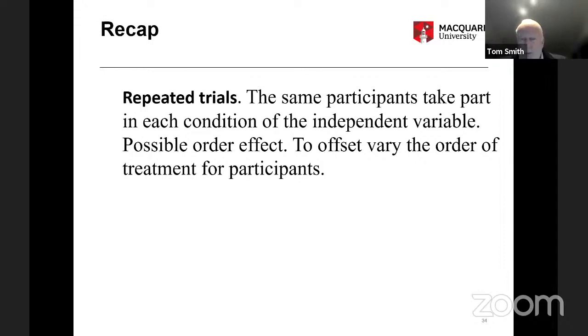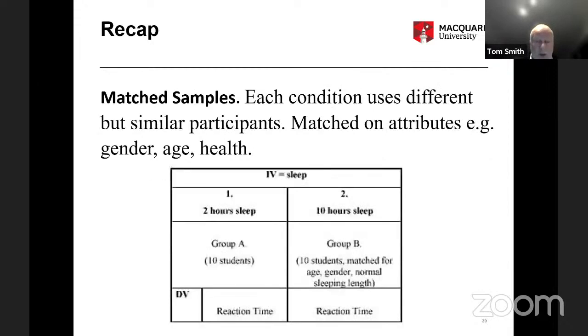But if we're going to do that, there are possible order effects. So we might have one person do 2 hours sleep, and then 10-hour sleep. But the next participant, we get to do the 10-hour sleep first and then the 2-hour sleep. So you would vary the order of treatment for the participants. And then finally, what you can do is match samples, right? You use similar but different participants, and you might match them on, for example, their age, their gender, and their health. So they're the 3 predominant ways to do it: independent, repeated, or matched samples.